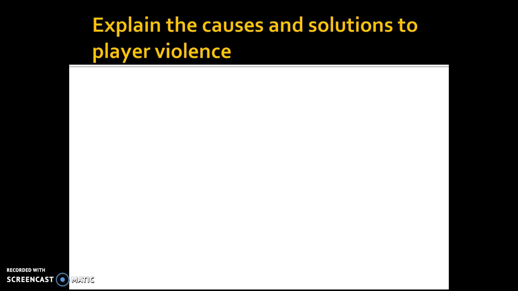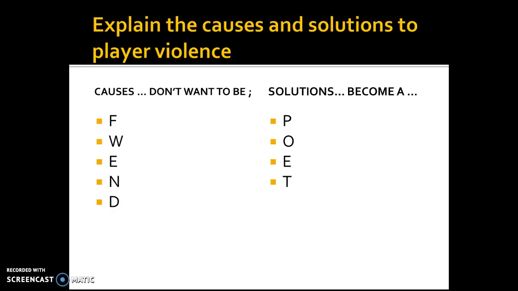Final one then, causes. Explain the causes and solutions to player violence. This will be a 6-mark question, 3 and 3. Remember, there are certain things you have to do. What is the cause of a player being violent? The key memory acronyms for this are for the reasons why players may become violent. The cause might be that they don't want to be friends with someone else. So FWEND, and then what are the solutions?